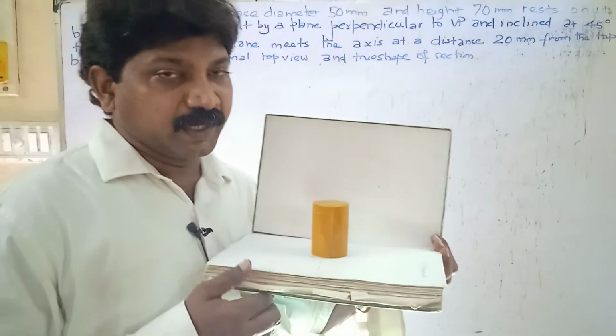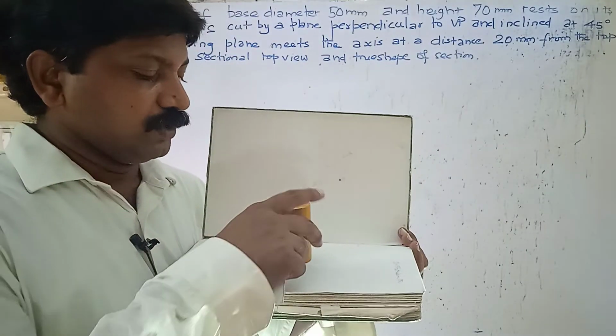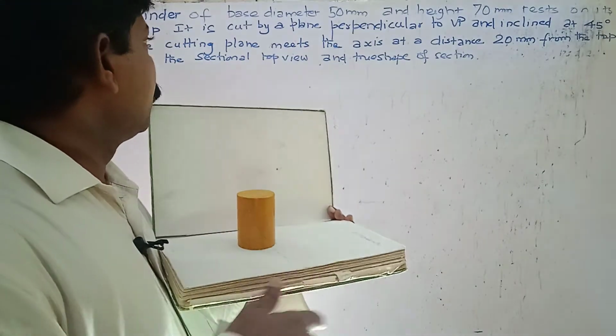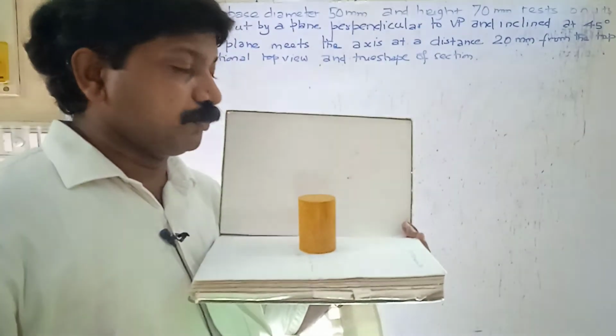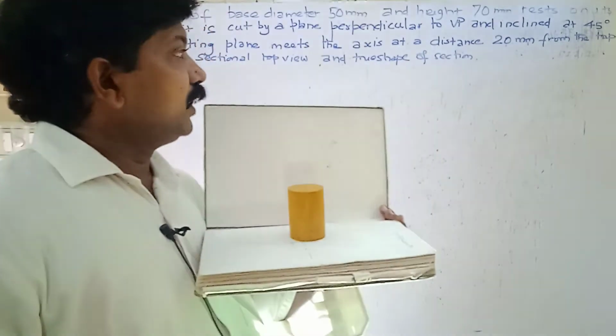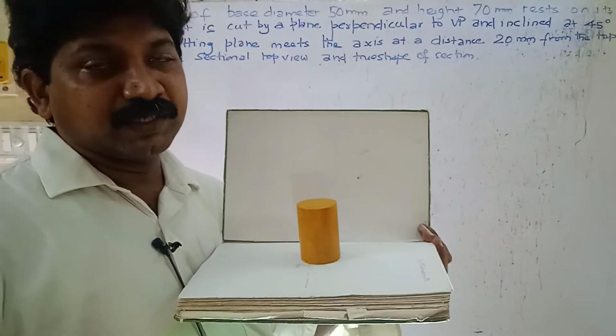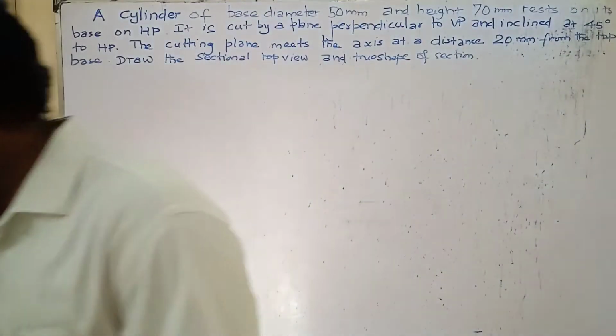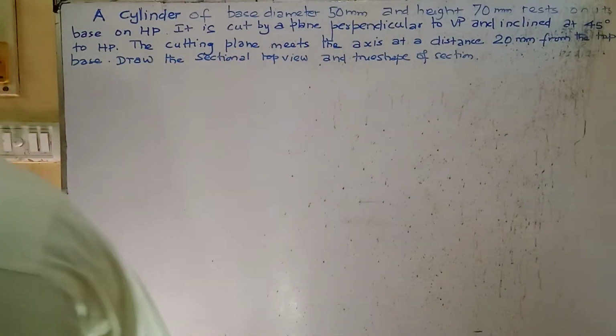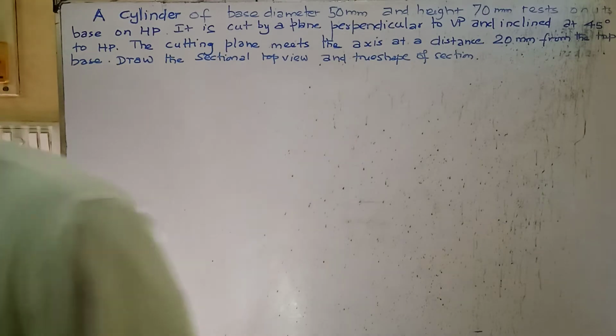So how to draw the diagram? Initially you have to assume the given position, base resting on HP. So draw the top view first and then project the front view, and then draw the cutting plane and then draw the sectional top view and true shape of the section. So first you have to draw the top view.